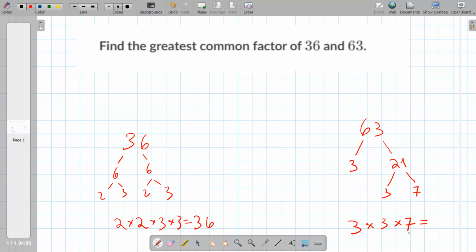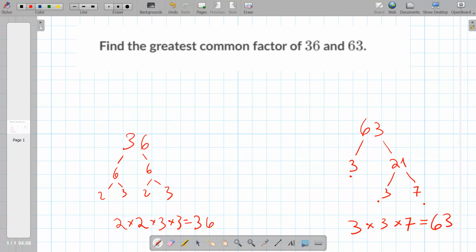9 times 7 is 63. It's not addition, it's multiplication. 3 times 3 is 9. 9 times 7 is 63. Okay, 3 times 3 times 7.